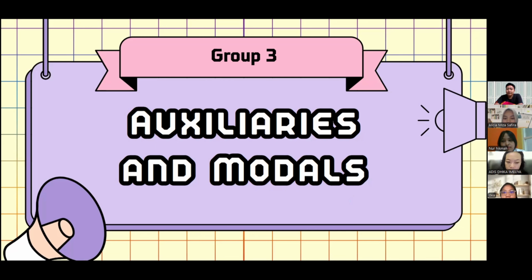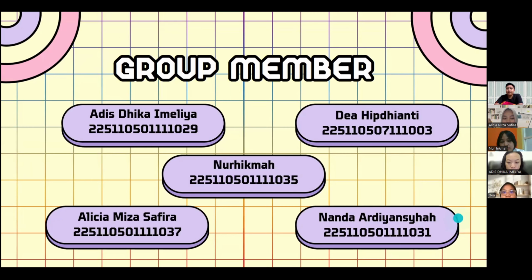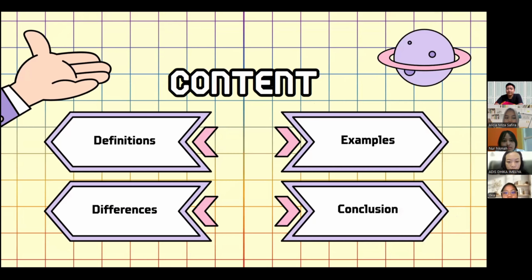Next slide, please. Okay, our topic is about auxiliaries and modals, and this is the table of contents. First we're going to talk about definition, and then differences, and then examples, and the last is conclusion.